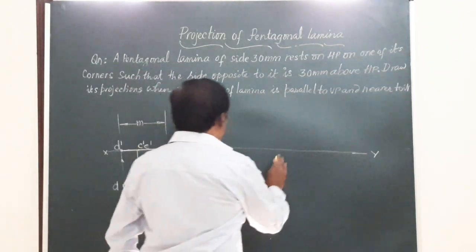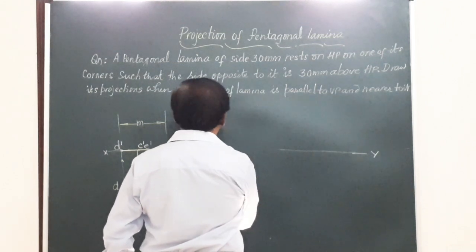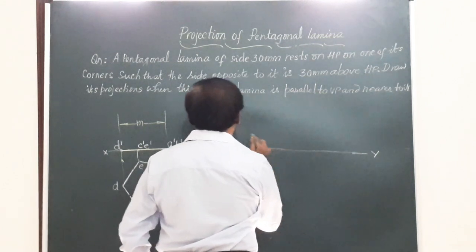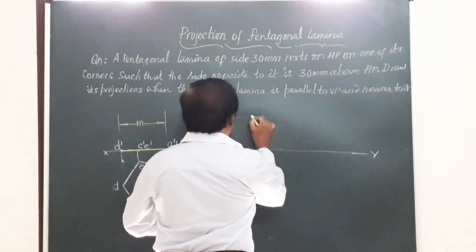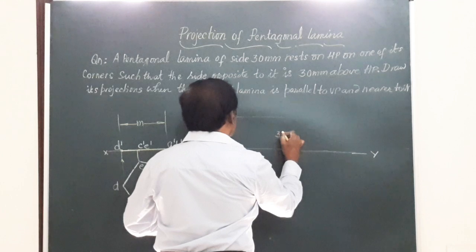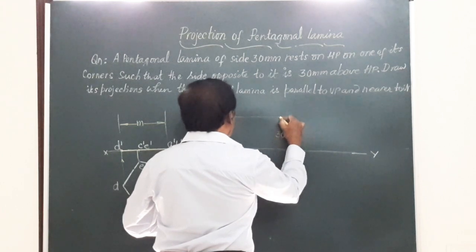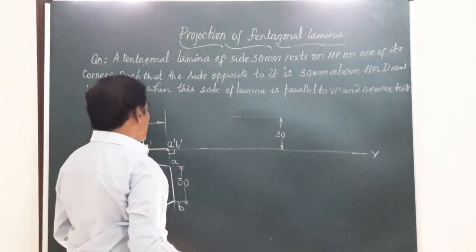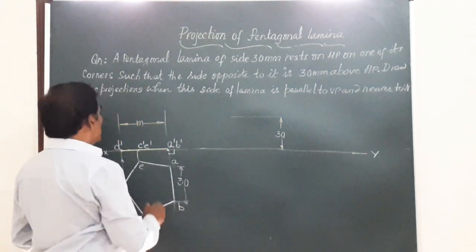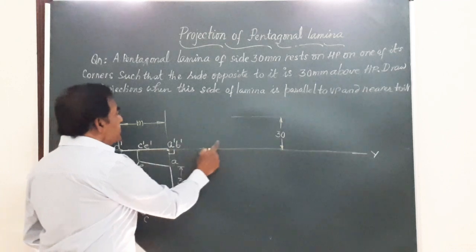So friends, I am going to draw a line here, a line parallel to this XY at a distance of 30 mm. So I will write a line here at a distance of 30 mm on which the side A dash B dash will lie. Friends, now here the corner D should be here.